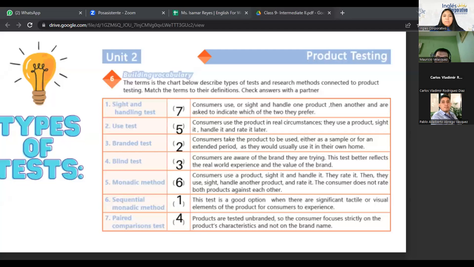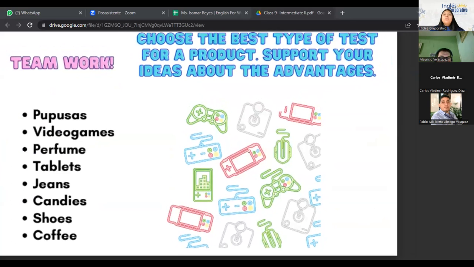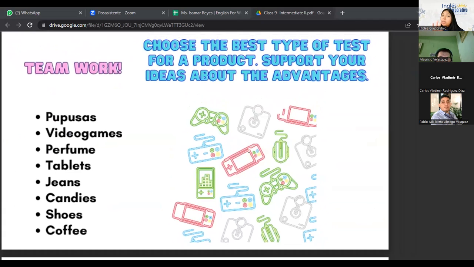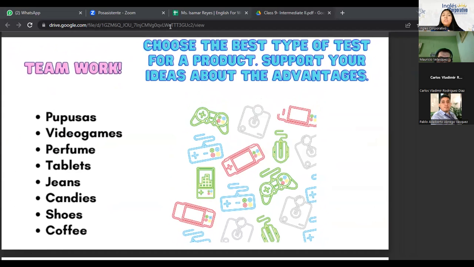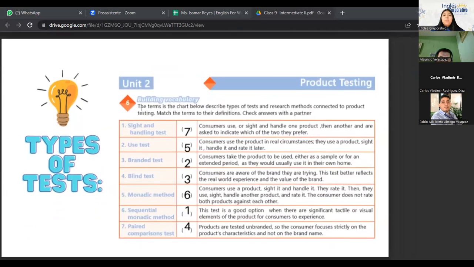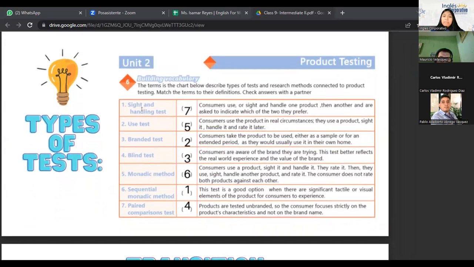Carlos Vladimir, he has the presentation, right? Yes, guys. You need to choose three products. It could be pupusas, video games, perfume, tablets, jeans, candies, shoes, or coffee. Once you have decided which three products you are going to talk about, you can move to the next slide, where we have the types of test that we can use. For example, if you choose pupusas, which type of test will you implement to test the product?